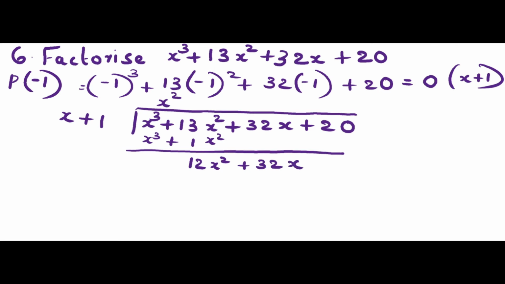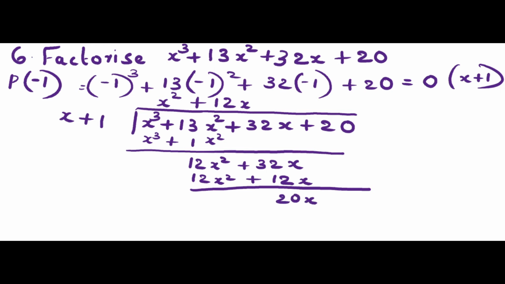32x. I am bringing this 32x here. Then 12x square divided by x will give you 12x. 12x multiplied by x, 12x square. 12x multiplied by 1 will give you 12x. Then 32x minus 12x is equal to 20x. Then I am bringing this 20 down. 20x by x will give you 20. 20 multiplied by x will give you 20x. 20 multiplied by 1 will give you 20. So I got the answer as 0.